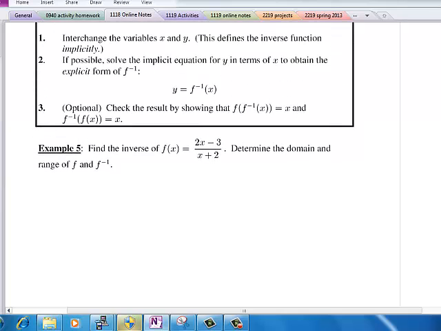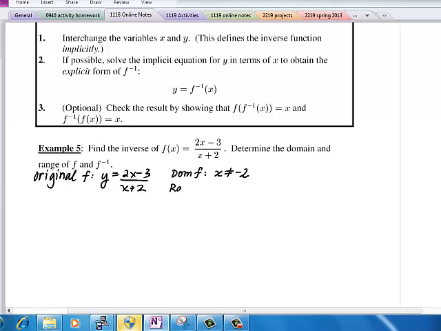So let's see, if I want to find the inverse of this particular function, f of x equals (2x minus 3) over (x plus 2). My original f, I'm going to write with x's and y's for a minute. That would be y equals (2x minus 3) over (x plus 2). I'm going to make a note that the domain of f is pretty easy to see. x can't be negative 2.